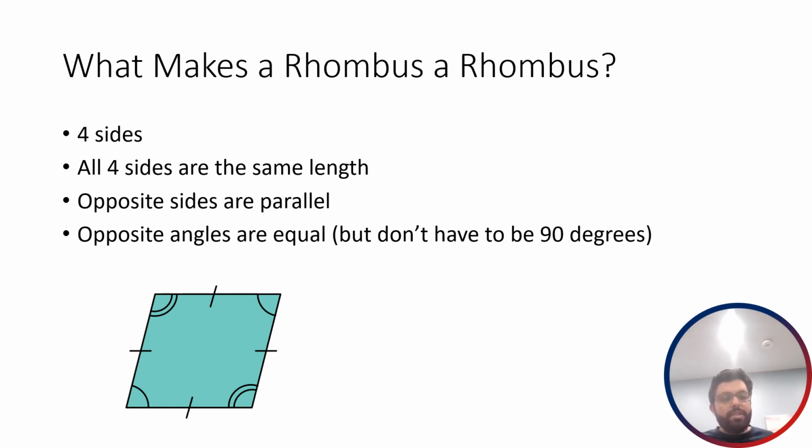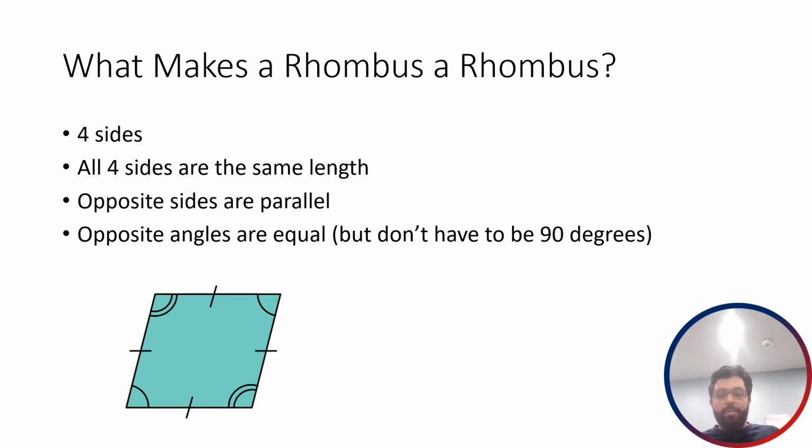So a rhombus is also a 4-sided shape, and all 4 sides of a rhombus are the same length as each other. You can see that in the diagram at the bottom, that all 4 sides have just 1 tick mark through them. That means that all 4 sides are the same length as each other. Now, opposite sides, the sides that aren't touching, like the top and the bottom side, the left and the right side, the sides that are farthest away from each other, are parallel to one another.